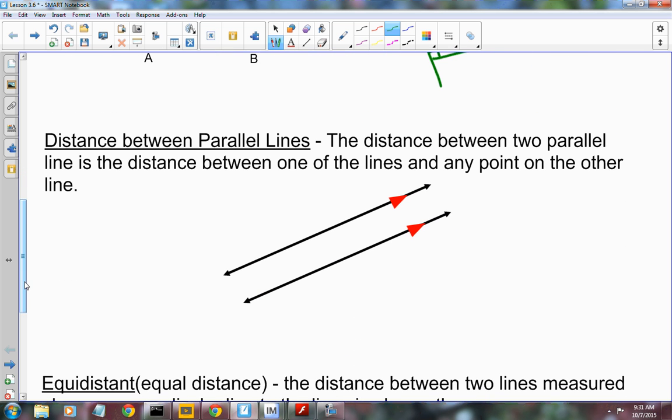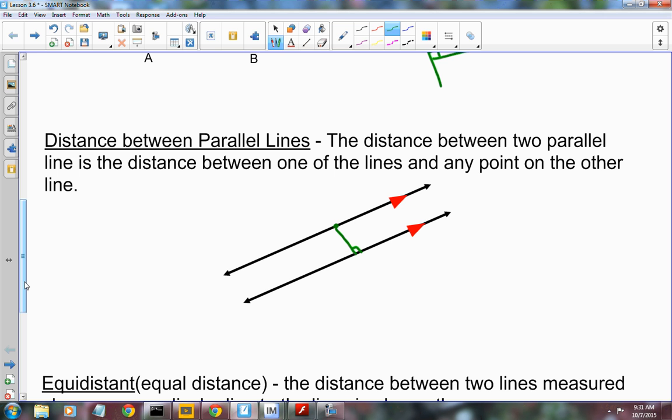Now, let's talk about the distance between two parallel lines. The distance between two parallel lines should be what, just in common sense? In order for them to be parallel, that distance needs to be the same all the way, right? So to determine what that distance is, I choose a point on that line, and then I draw a perpendicular to its parallel line. That would represent the distance between the two lines.